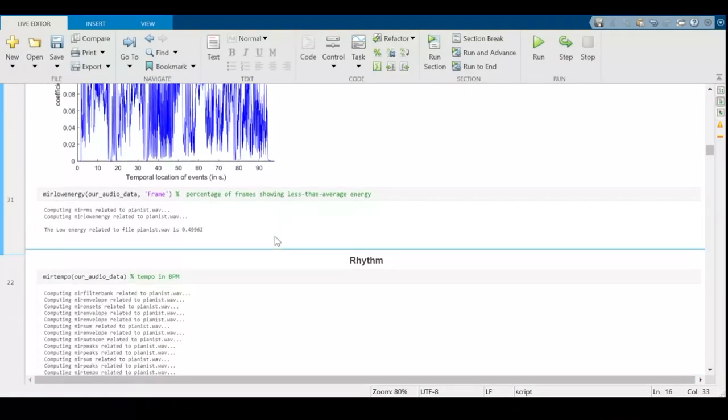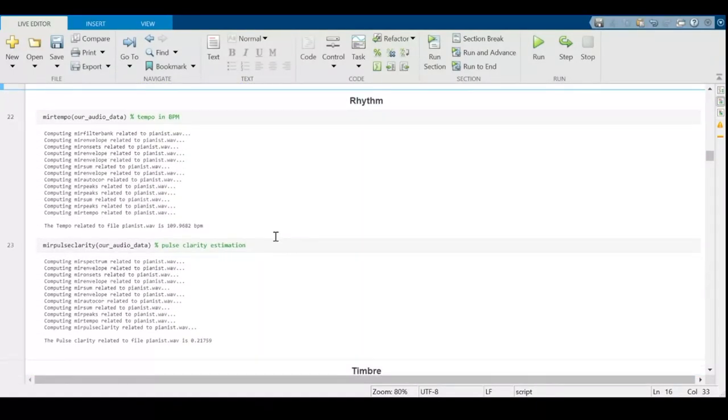Moving on to the rhythm. Analyzing the rhythm of musical audio from a technical perspective involves quantifying and understanding various temporal aspects of the music, such as beat detection, tempo estimation, and rhythmic patterns. We can start by estimating the rhythmic clarity by indicating the strength of the beats estimated by the mirtempo function.